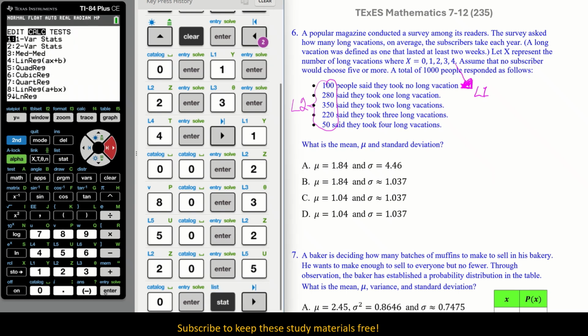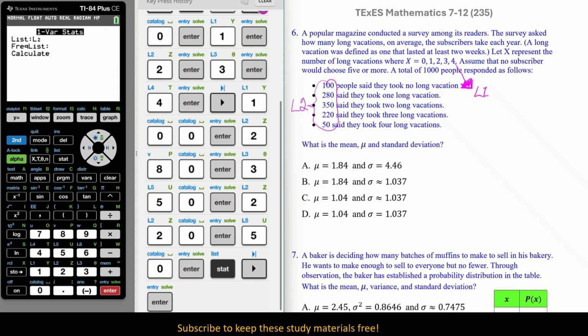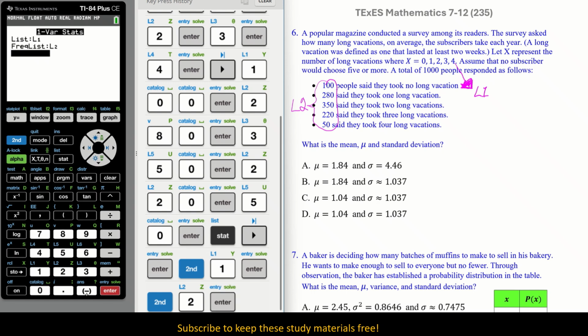Now we need to push stat, go over to calc. Number 1 is what we want. And see, my list is not populated correctly. So I need to say second, number 1, press enter. Second, number 2, press enter. Remember, we are working with a frequency list. All right, then press enter again.